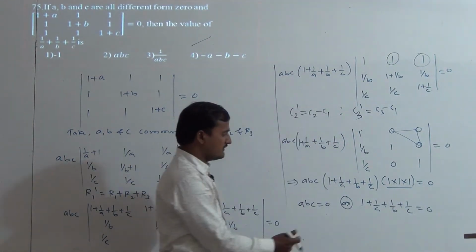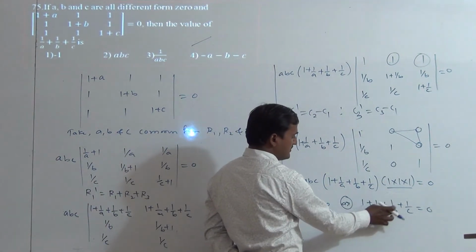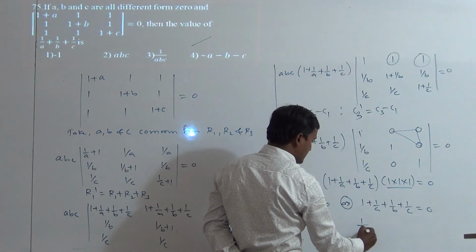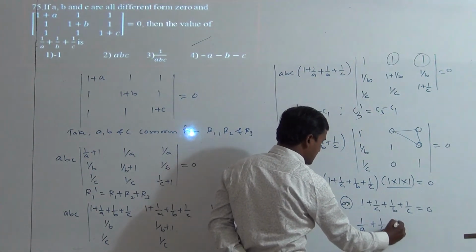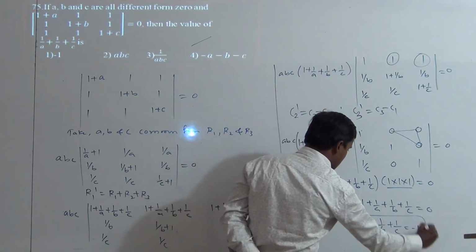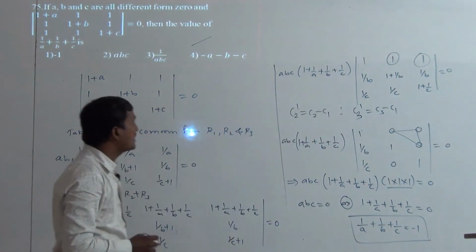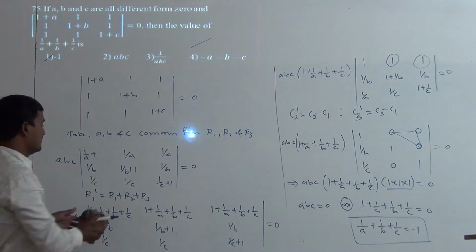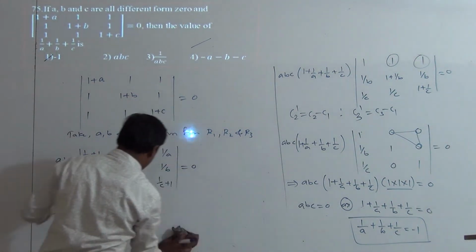Actually here we want the value of 1 by a plus 1 by b plus 1 by c. Just take this 1 to this side. So clearly 1 by a plus 1 by b plus 1 by c equal to minus 1. So therefore which option is the right one? So clearly the first option is the right one. Okay, let's go for the next question.